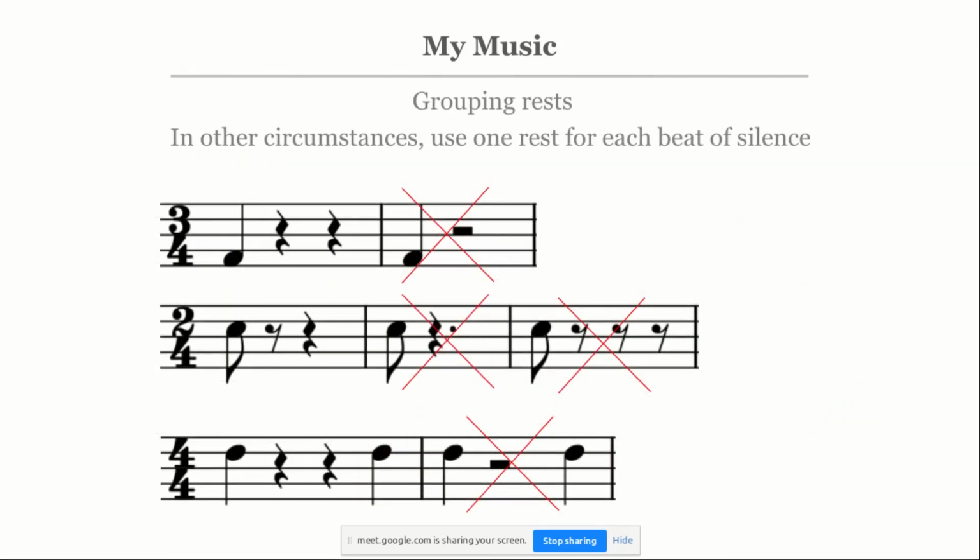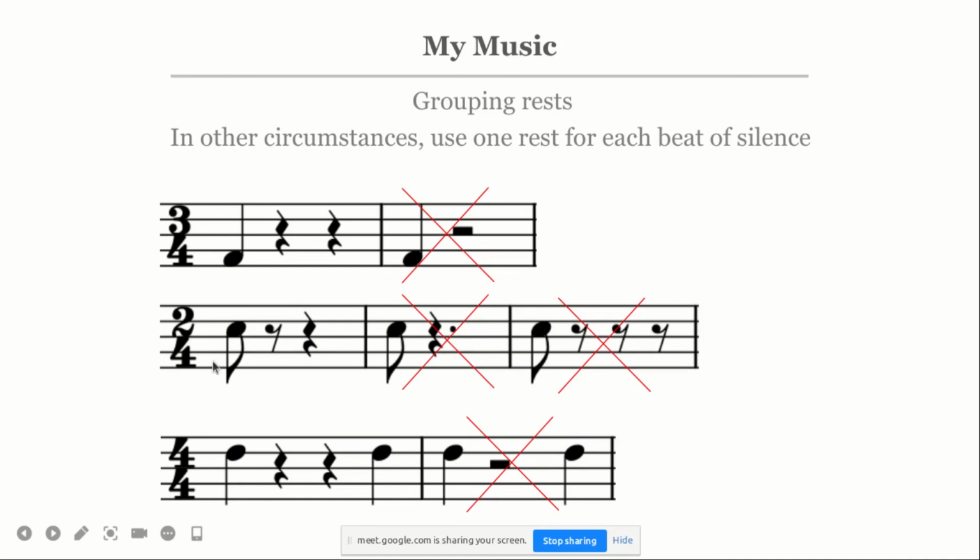Now, apart from 4/4, in every other circumstance, use one rest for each beat of silence. So in this 3/4, writing a crotchet and then 2 crotchet rests individually is correct. If you use a minim rest, it's wrong. This is only used for 4/4 when it's the first half or second half that is silent.